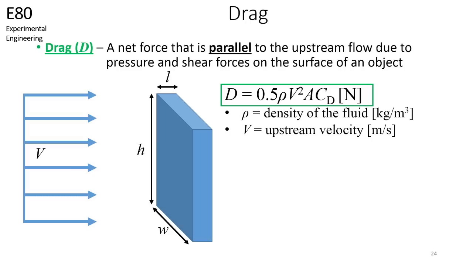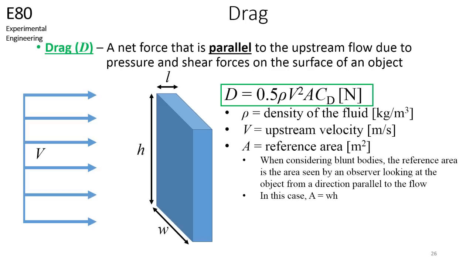V is your upstream velocity in units of meters per second. A is the reference area in units of square meters. Now, knowing which reference area to use in fluids problems is very important. I repeat, knowing which reference area to use in fluids problems is very important. We'll be going over which area to use in a future video, when we combine the concepts of lift and drag to discuss wings, propellers, and turbine blades.